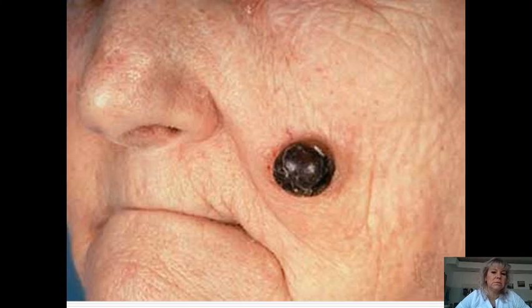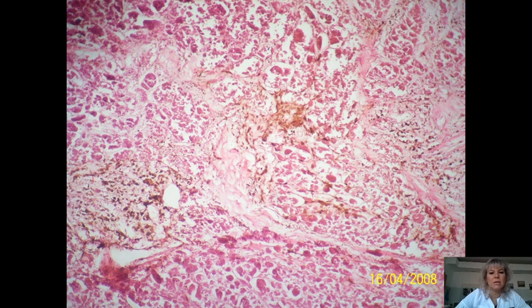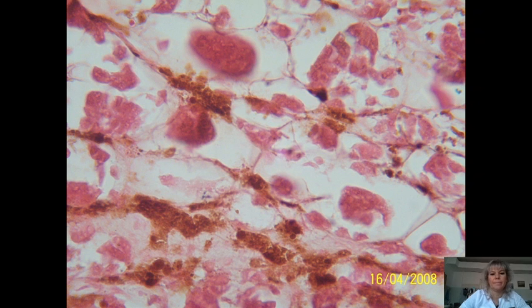Look, in this photo you can see the anatomical picture of melanoma, and histologically abnormal melanocytes with melanin. Abnormal hyperchromic, multinuclear, multiform cells with brown melanin.